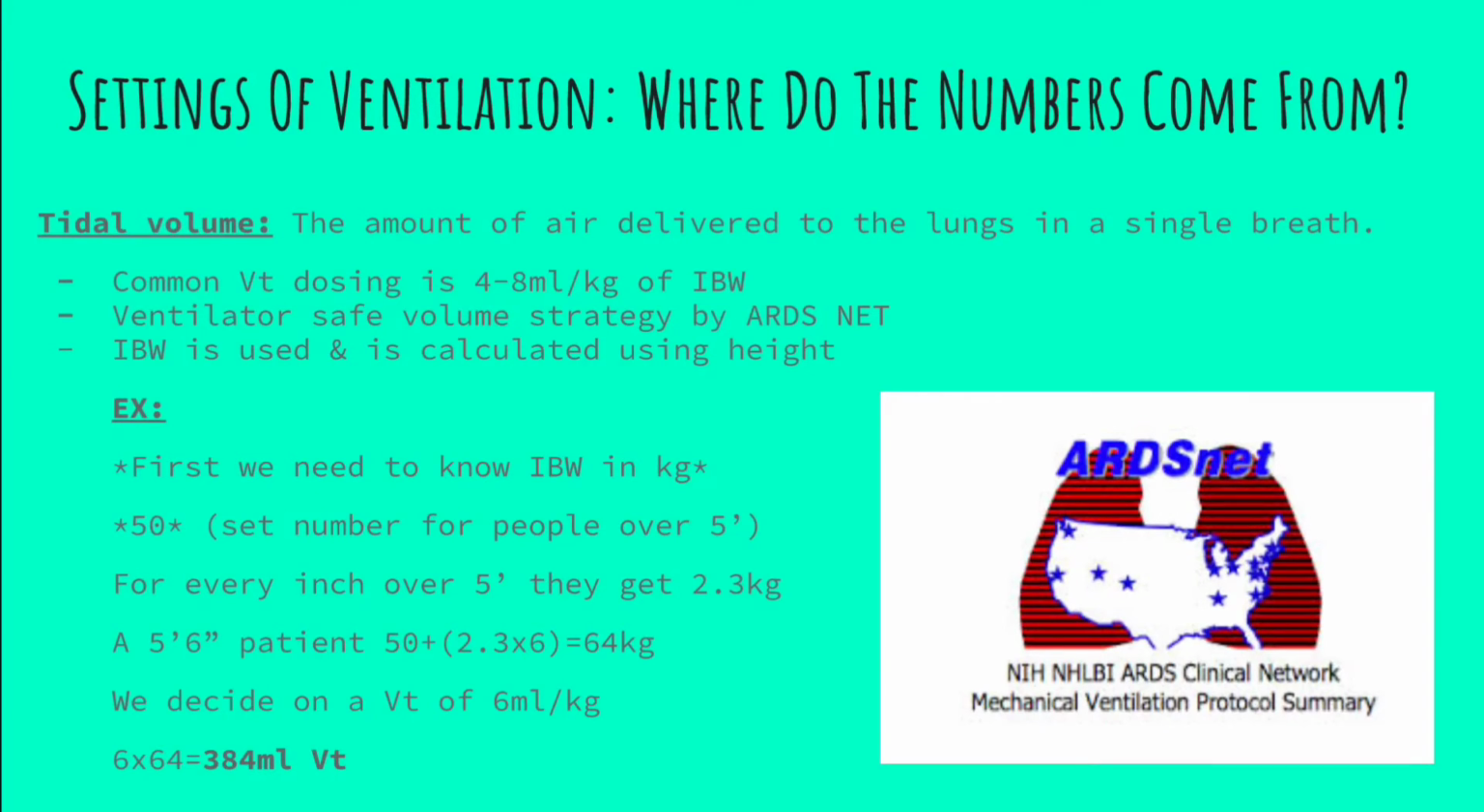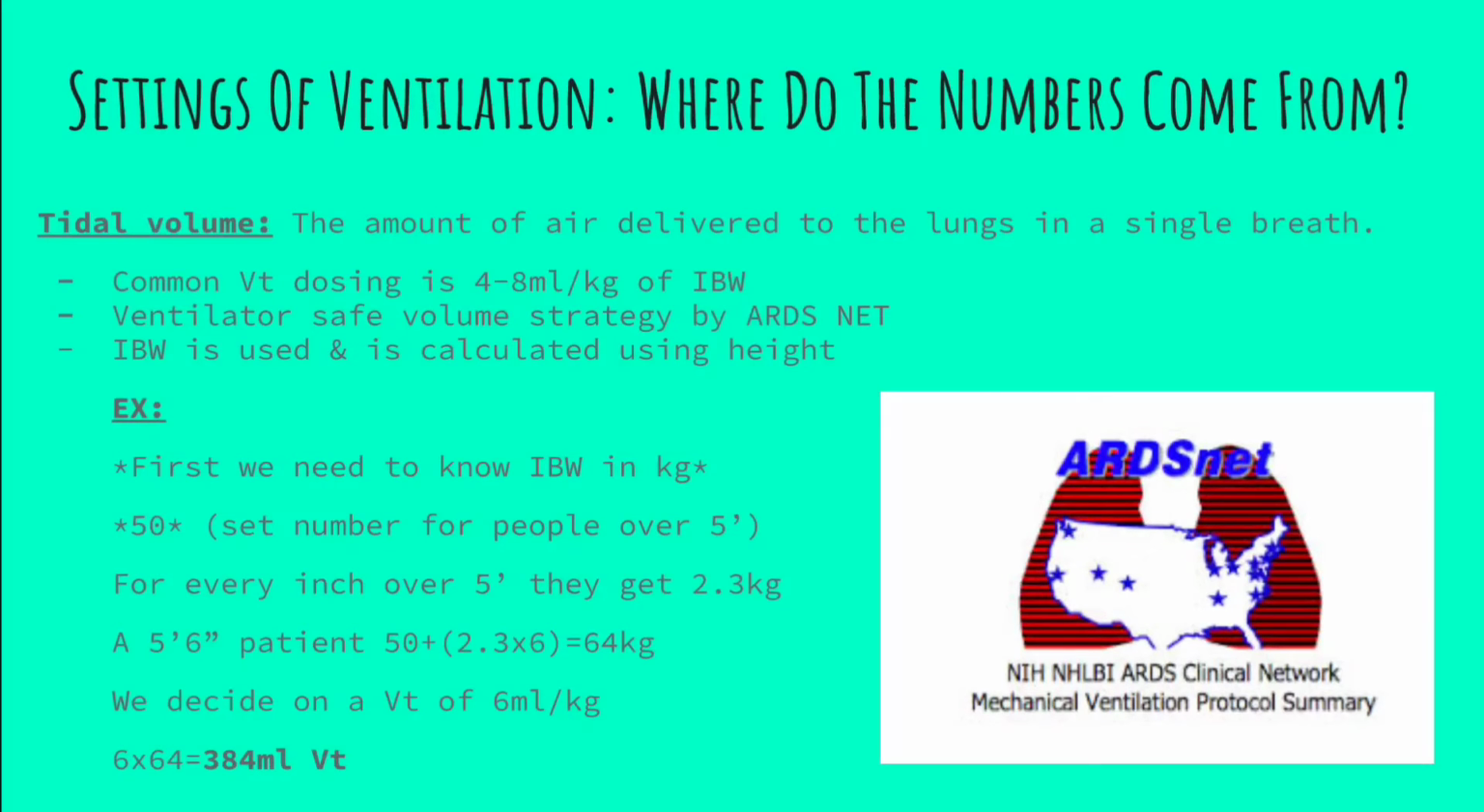But what we're going to do is figure out what their ideal body weight is. That's the very first step. So we need to know how tall they are. An important rule here is that for a patient that is 5 feet or over, if they're 5 feet, they're going to get 50 kilos right off the bat. And that's a set number.